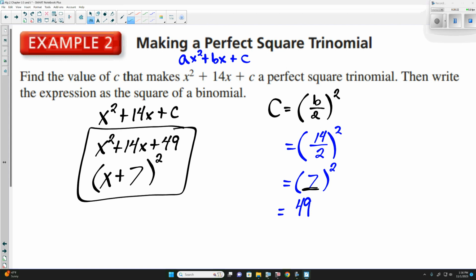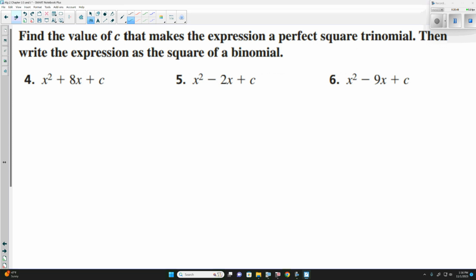Because at this point, we're working on creating perfect square trinomials. Get ready for the next one. I'm realizing more and more I need to fix these slides because they're slightly pixelated. You all agree with that?